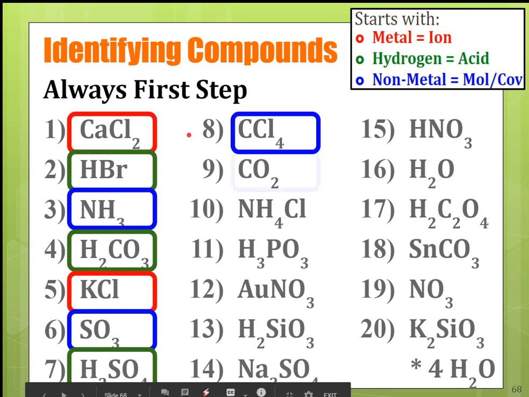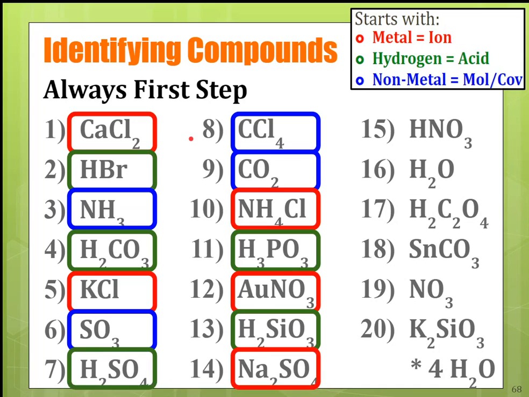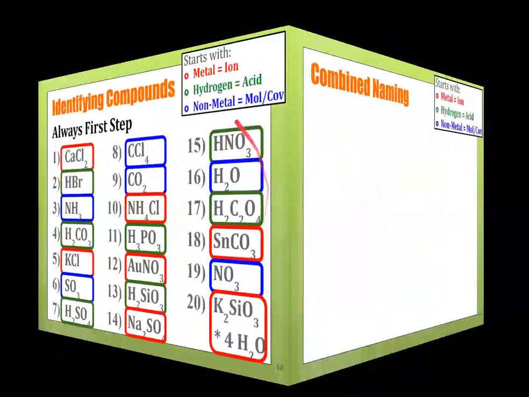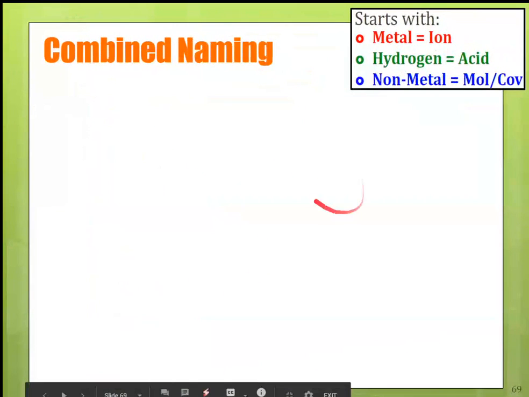Now, there are some tricky ones, okay? So we can go through here. All of that's fairly normal. But remember, we get to water, and water is not an acid. This is one of our exceptions. Water is a molecular covalent. And when we get down to anything that has a hydrate, you can basically ignore the hydrate for the purpose of determining what it is. It's still just the first thing you look at. K is a metal, so this whole thing is an ion. Specifically, potassium silicate tetrahydrate. So always identify, and then you're going to need to name them.